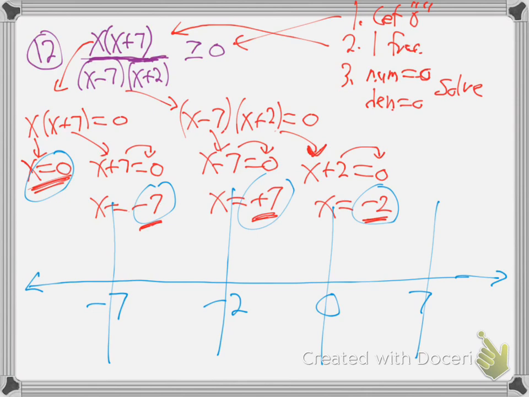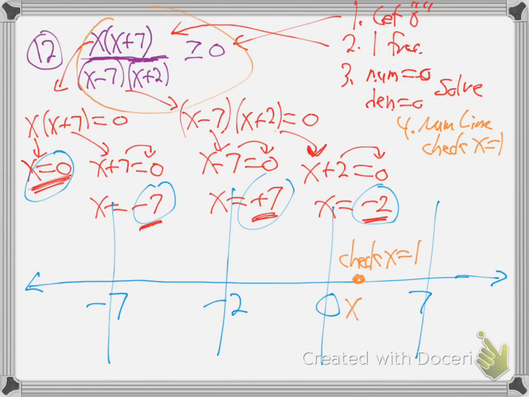So where are we going to check? I usually check x equals 0, but 0 is one of my lines. So on the number line, I can't check x equals 0, so I'm going to check 1. When I can't check x equals 0, I check x equals 1. What do I check it with? The original statement. So x times x plus 7 over x minus 7, x plus 2 greater than or equal to 0.